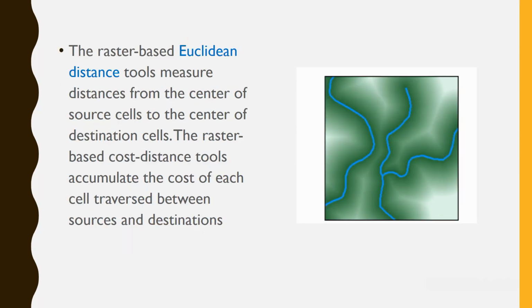The raster-based Euclidean distance tools measure distances from the center of the source cell to the center of the destination cell. The raster-based cost distance tools accumulate the cost of each cell traversed between sources and destinations.